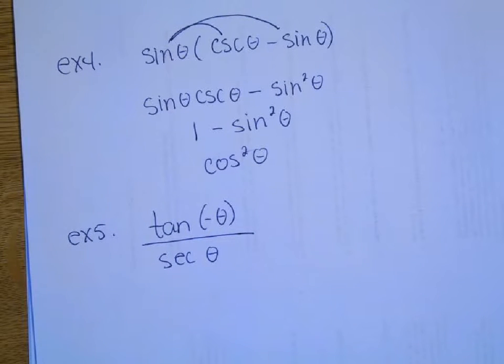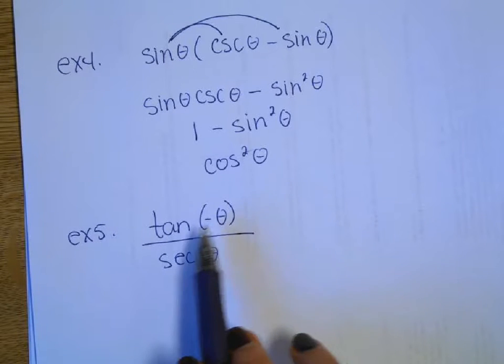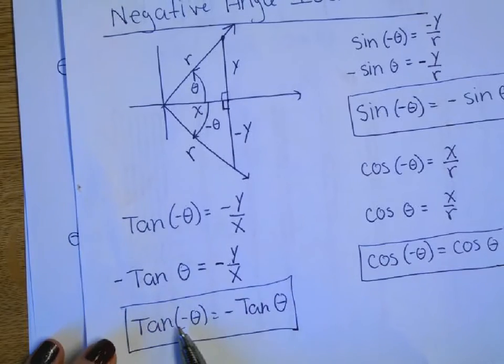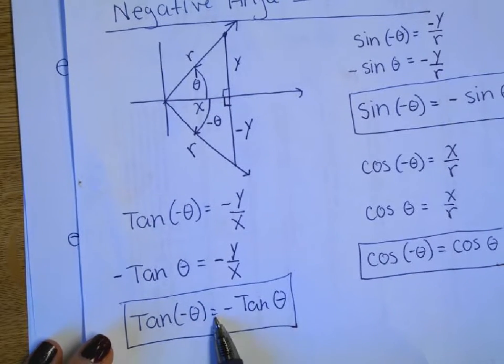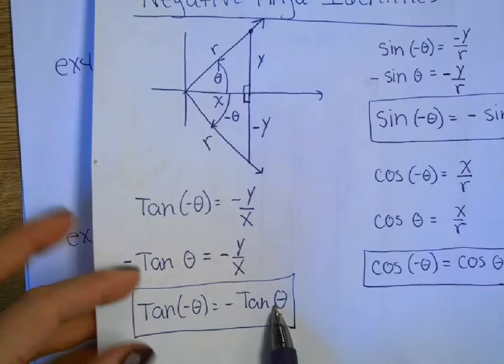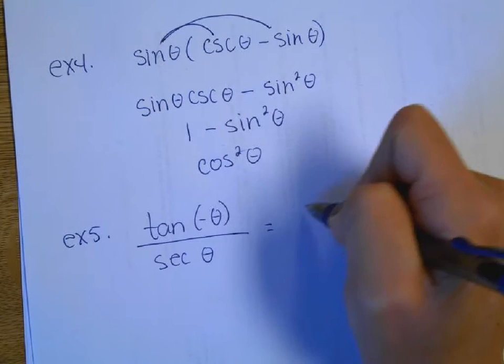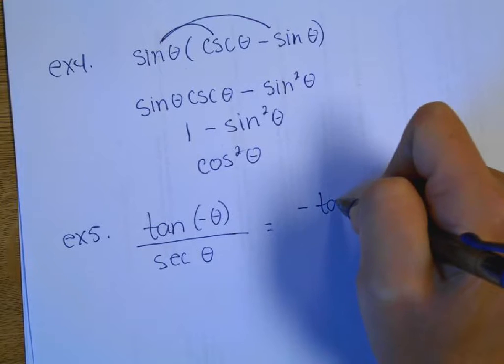All right, what would you do first on this one? Switch the tan. Yeah, take care of this negative theta in here with your negative angle identities. That's a perfect start. And the tangent of negative theta equals negative tan theta. So the top is going to switch to negative tan theta.